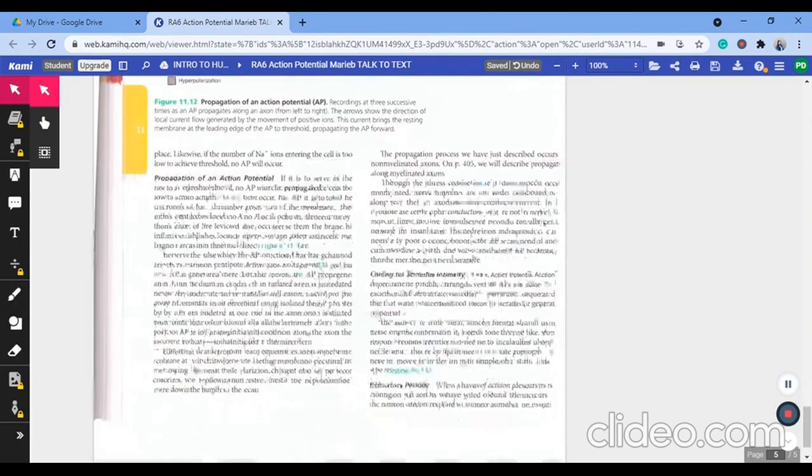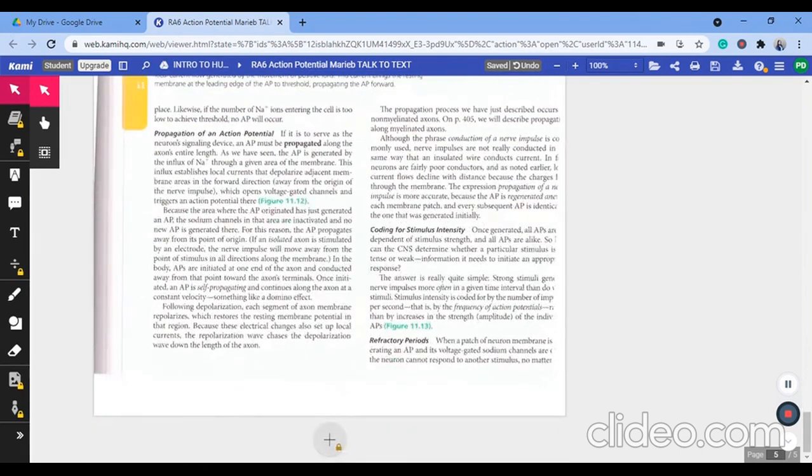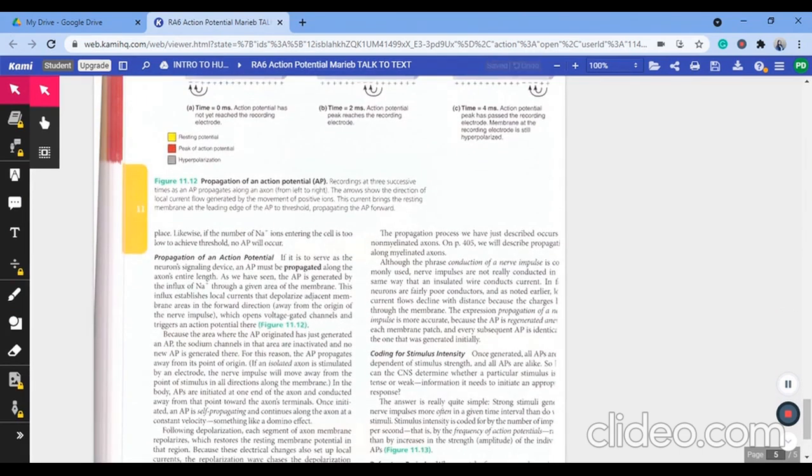So, moving on to the last page. I'm going to read this text first and then look at the figure. The propagation of an action potential. If it is to serve as the neuron's signaling device, an AP must be propagated along the axon's entire length. As we have seen, the AP is generated by the influx of sodium through a given area of the membrane. This influx establishes currents that depolarize adjacent membrane areas in the forward direction, away from the origin of the nerve impulse, which opens voltage-gated channels and triggers an action potential there.